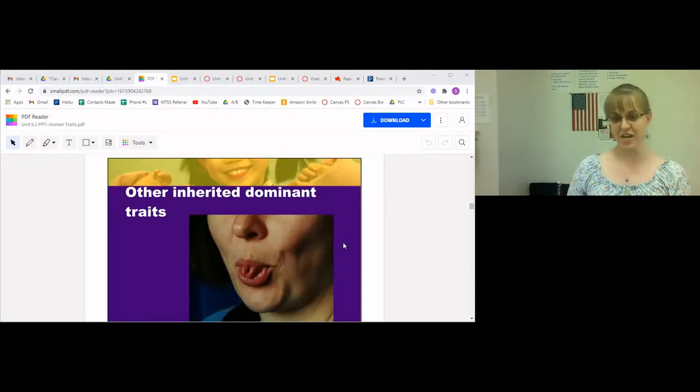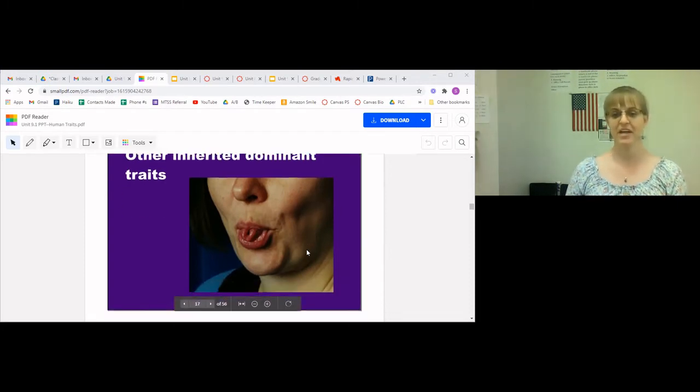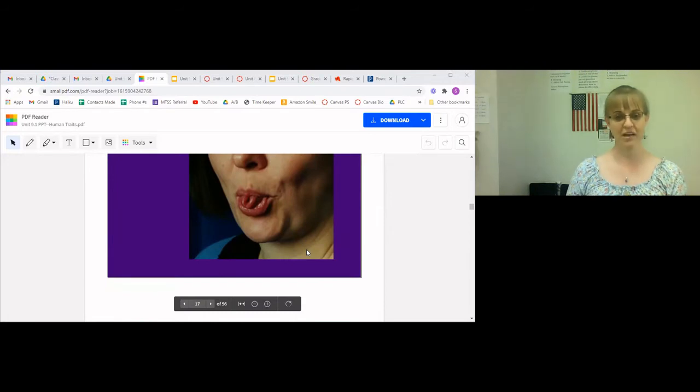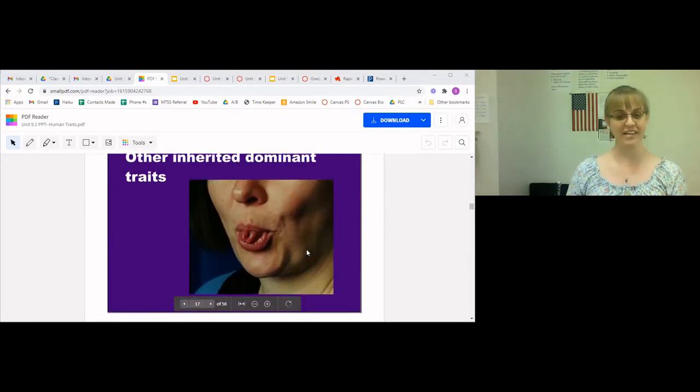Here are some other dominant traits that are not necessarily diseases, but these are things caused by dominant alleles. The ability to roll your tongue is a genetic trait. If you can't roll your tongue, it's not your fault. You didn't inherit the gene that allows you to do it. But if you did inherit at least one copy of this dominant gene, then you'll be able to roll your tongue.